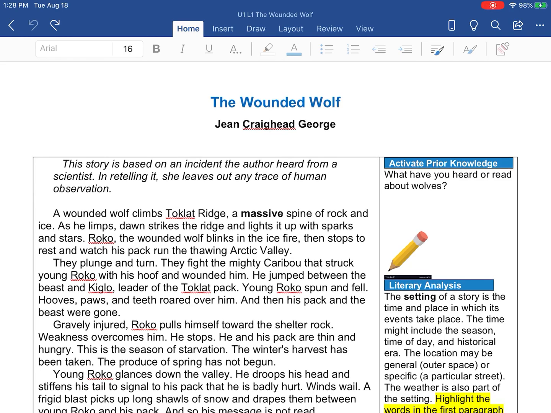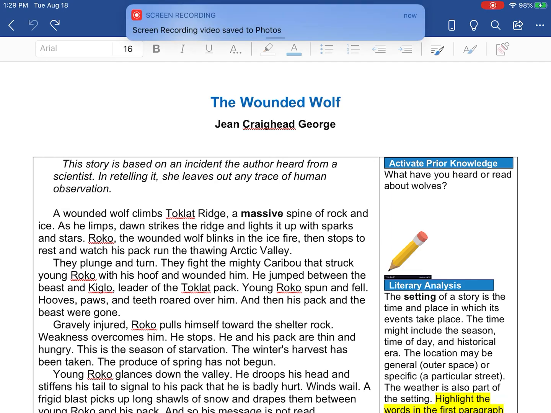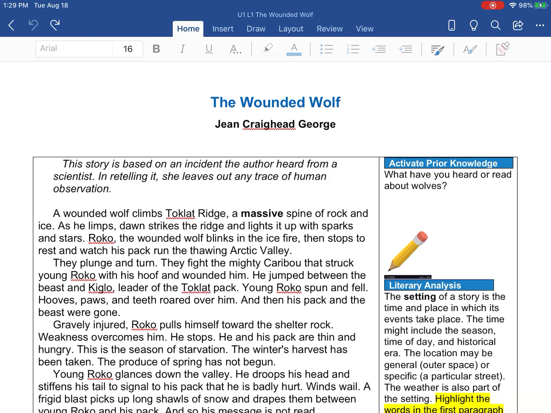That's going to be a work in progress. Normally I give these out in paper and you actually mark the text. We're going to see how this works, and hopefully everybody will be able to complete these activities. I feel that the more you interact with the text, the better you will be able to understand that text. So the first thing that you want to do is to look at where it says activate prior knowledge.